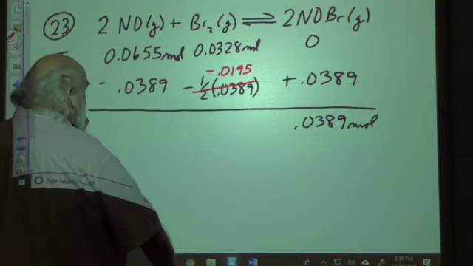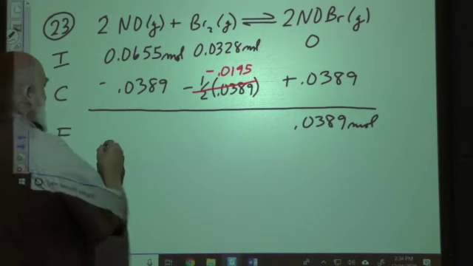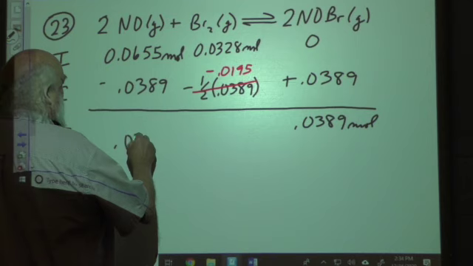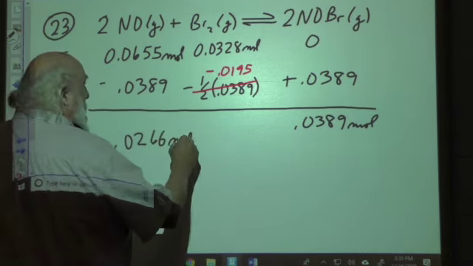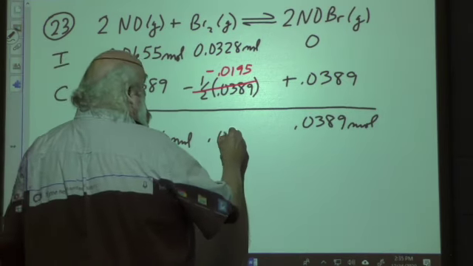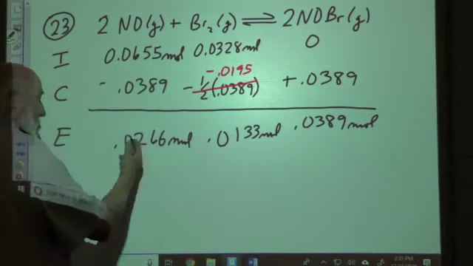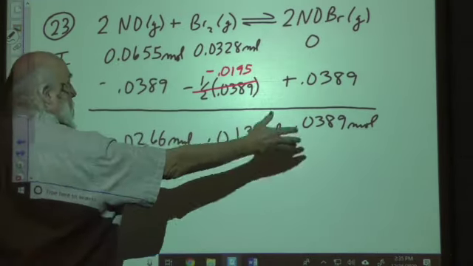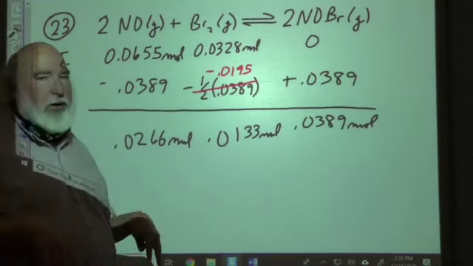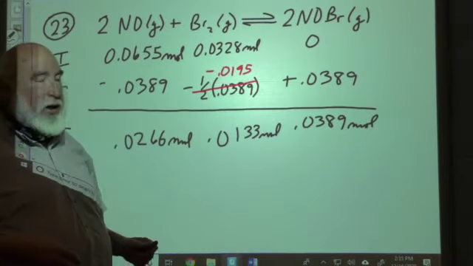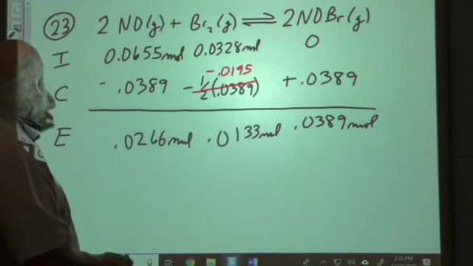Okay? So, now I subtract this and I'm going to get 0.0266 moles. And this is going to give me 0.0133 moles. So at equilibrium, I'm going to have a mixture of these three quantities within my beaker where this reaction was run. Very simple math, but you know, this is probably the challenging part right here. Look out for the coefficients and follow the pattern with those numbers.